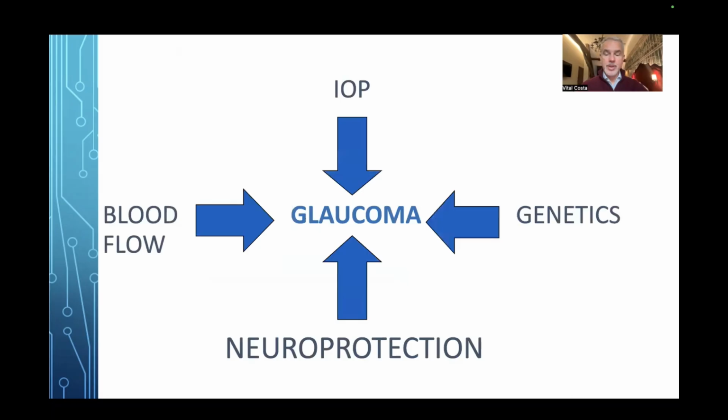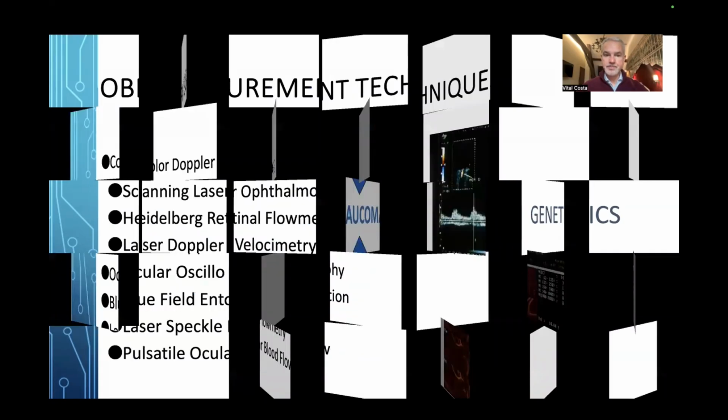Well, we all know that glaucoma is a multifactorial disease. Of course, intraocular pressure is the most important risk factor, but there are other risk factors associated with glaucoma, including genetics, blood flow, and neuroprotection. We're going to be discussing something about blood flow and its importance regarding glaucoma.